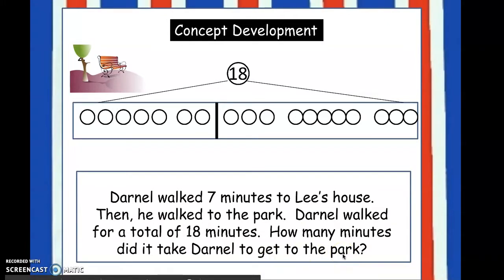All right, so I want you to think about what information we know. What is the question telling us? And again, I like to look right at the numbers because those are usually really good information for us to solve our word problem. First number I see is 7. It says Darnell walked 7 minutes to Lee's house. All right, so let's draw that on our whiteboard.